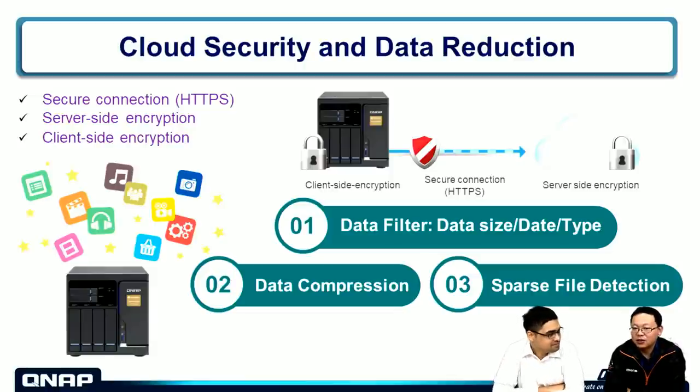Yes. So for data reduction, we support data filter, data compression, and smart file detection. That technology can help users to reduce capacity. So we already have a 10 gigabit solution, but with all these added features, we are minimizing the data and filtering unnecessary files. So we are reducing the file for fast transfer, and we also offer faster connection. So there will be multiple speeding up effects.